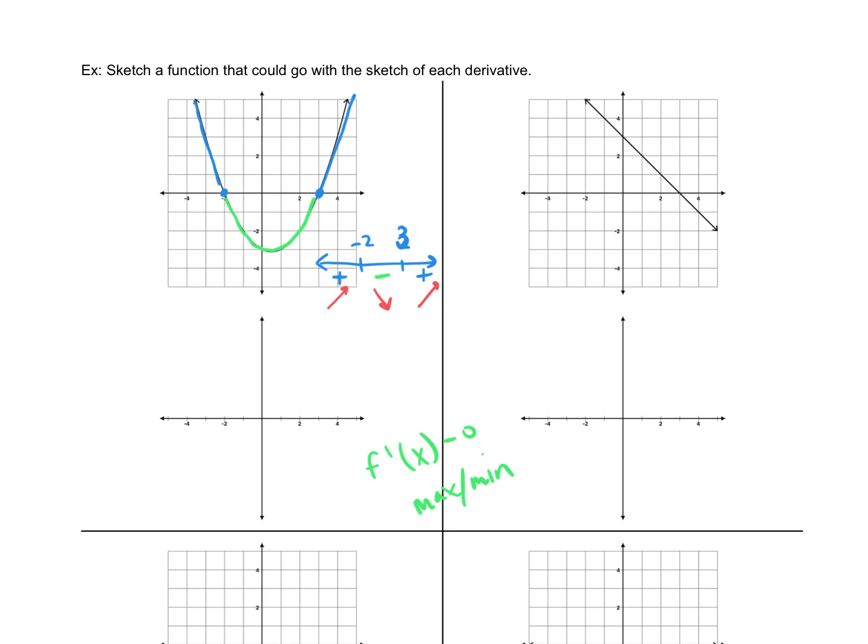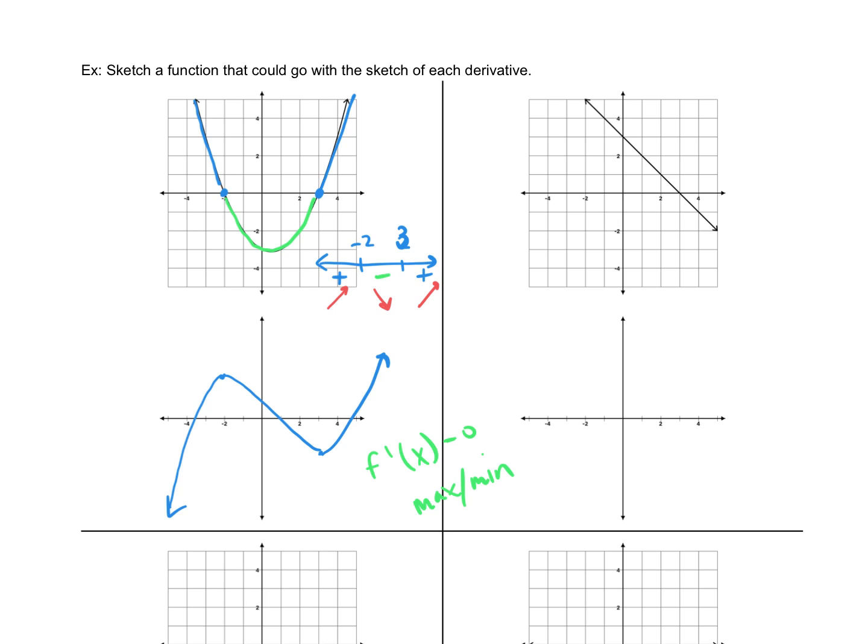So I need to increase until I get to negative 2. And I mean, I'm not going to draw anything accurate here. So I'm just going to put a random point at a maximum. And then I need at x equals 3 to have a minimum. So maybe something like that. This shape would follow this derivative.